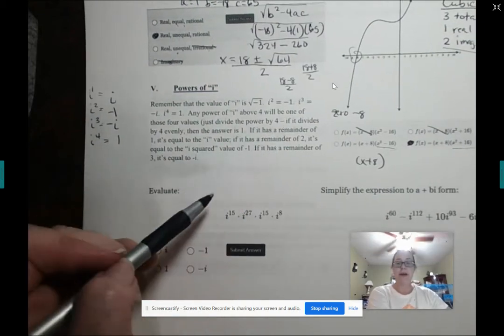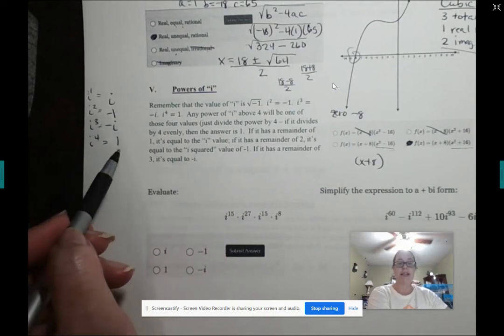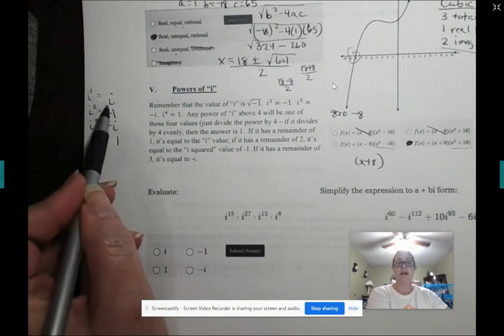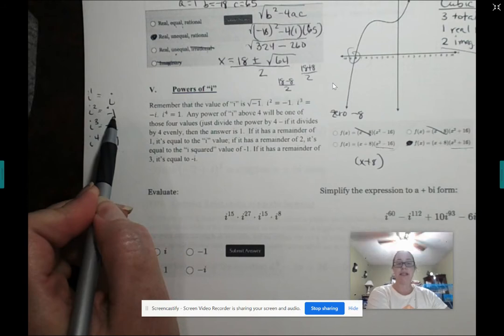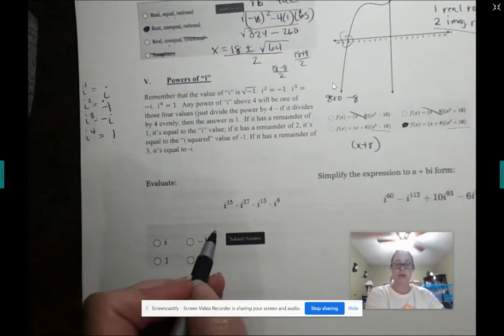So if you divide a power by 4, some random power like this, if it divides by 4 evenly, then it's this last answer, 1. But if it has a remainder of 1, we bump the answer up to this. If it has a remainder of 2, it bumps to this. If it has a remainder of 3, it bumps to this. So what I would do is look at this.